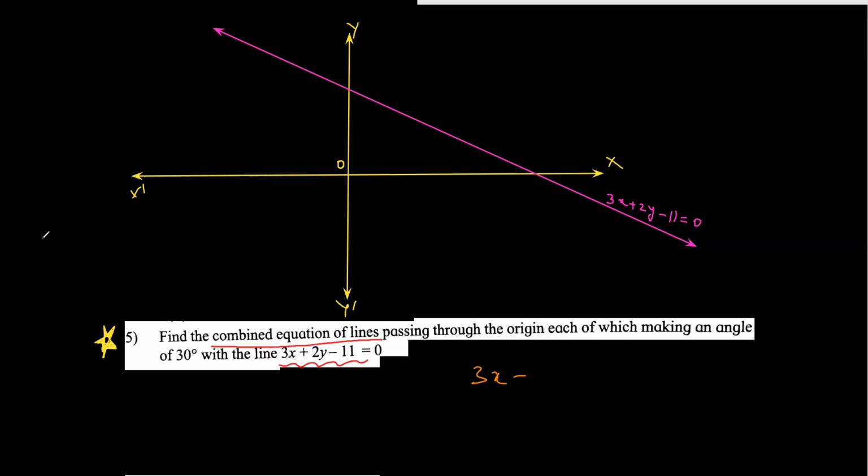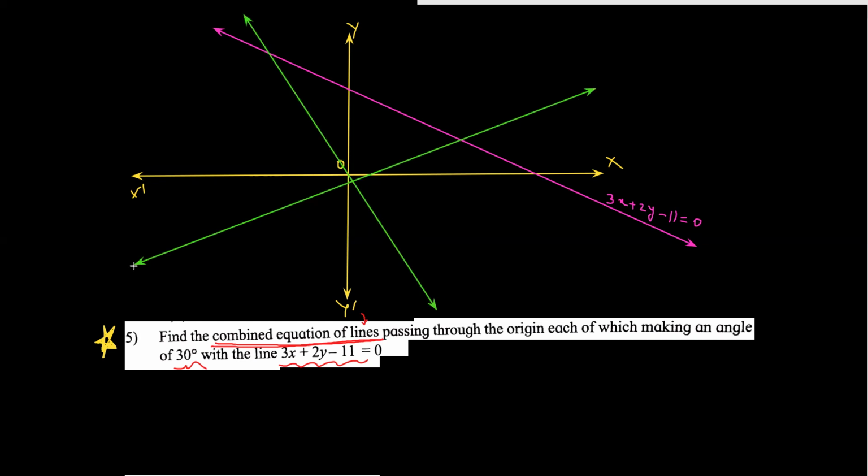Now, see student, look ahead. What is the question? This is actually the data part, something given to us. They are asking: find the combined equation of lines passing through the origin, each of which is making an angle of 30 degrees with the given line. So here I have drawn only the given line. Now I'm going to draw the two required lines, and each one of them is making an angle of 30 degrees with this line. You heard me right.